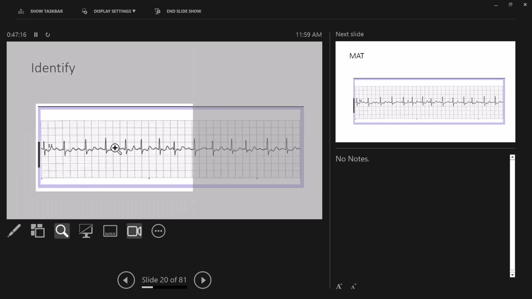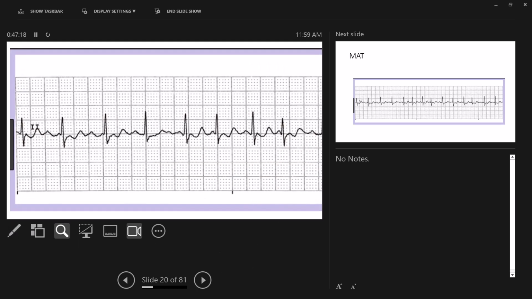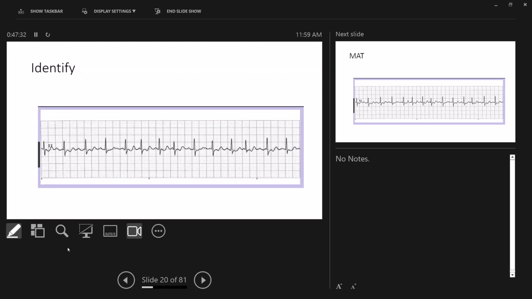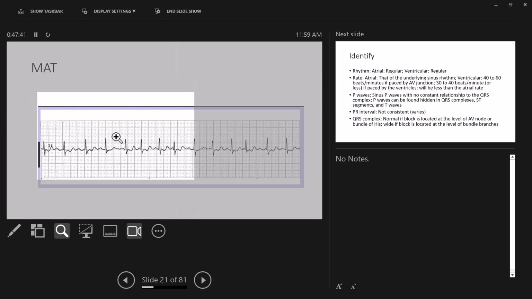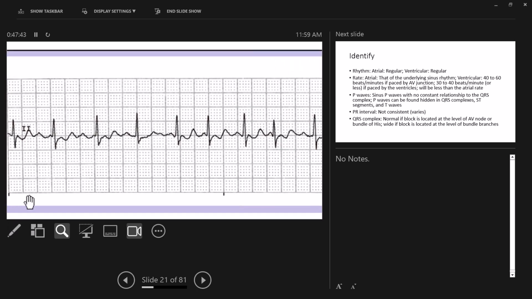What do you notice about the PR interval? It varies. What do you notice about the QRS? So, ladies and gentlemen, boys and girls, what is this rhythm? MAT. Look here. Okay. So the first thing we do is we're looking at this, and right over here is our first P wave.